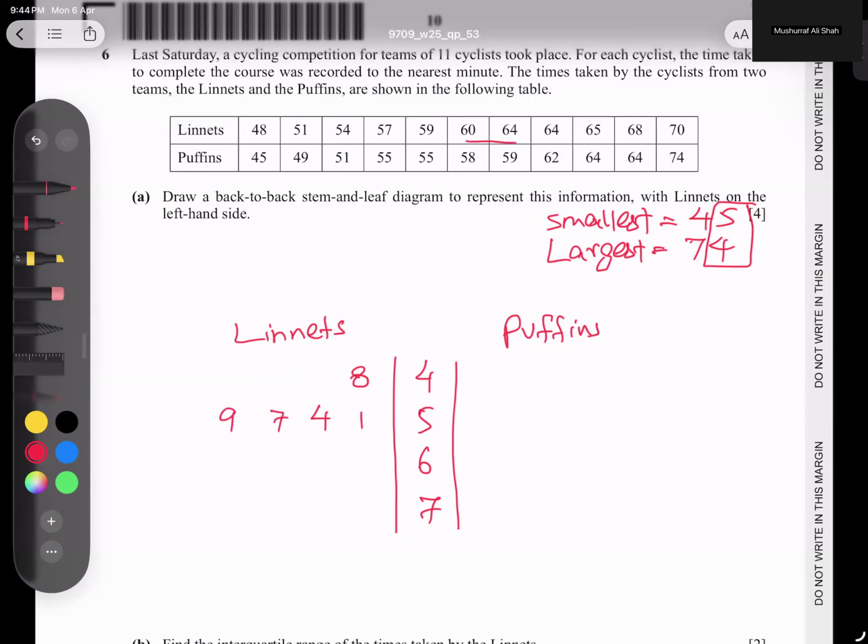Then 60, 64, 64, 2 times 68. Okay, 0, 4, 2 times, then 5, and then 8. And 70, so 0 comes. So upper part done. Lower part, 45, then 49, 51, 55, 5, 8, 9, 62, 64, 64, 74.